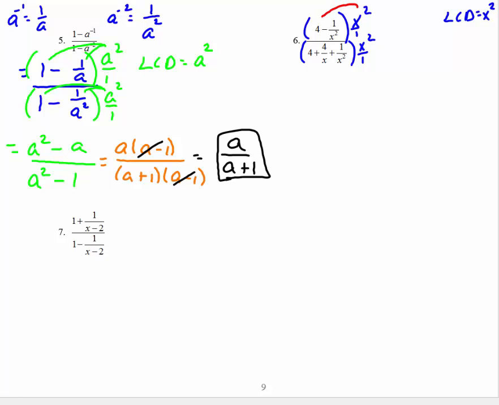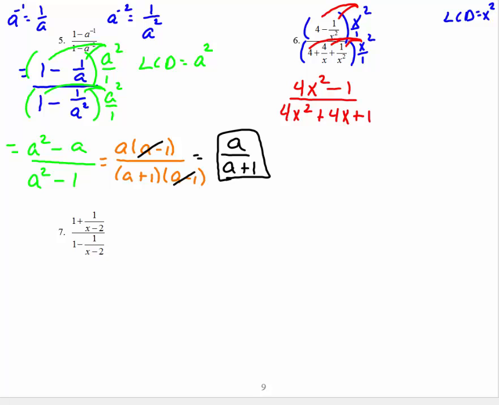Distributing in the x squared, 4 times x squared is just 4x squared. 4x squared times 1 but divided by x squared is 1. And the denominator, x squared times 4 is 4x squared. X squared times 4 but divided by x would be plus 4x. And x squared times 1 but divided by x squared would be plus 1.